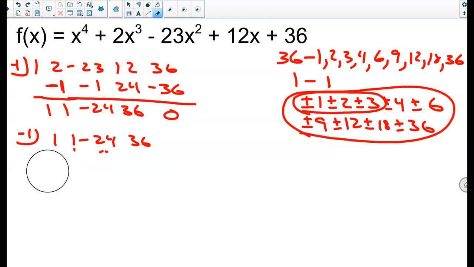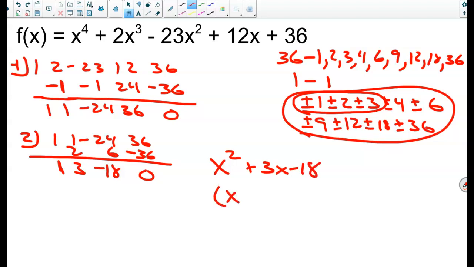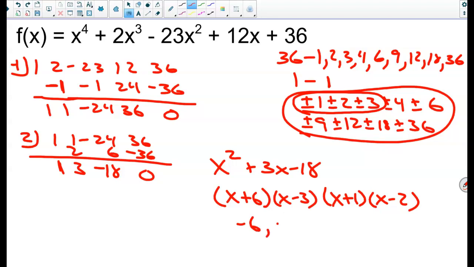All right, so now we move on to 2. 1, we have 2, that's 3. 3 times 2 is 6. That's a negative 18. Negative 36 and 0, there's my second factor. So now we're going to factor the depressed equation. X squared plus 3x minus 18. That's x plus 6, x minus 3, and then my other two factors, x plus 1 and x minus 2. We always change the signs from the number in the box. And then my zeros: negative 6, 3, negative 1, and 2.